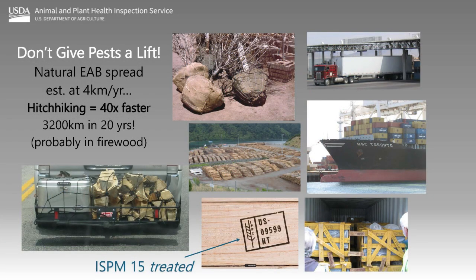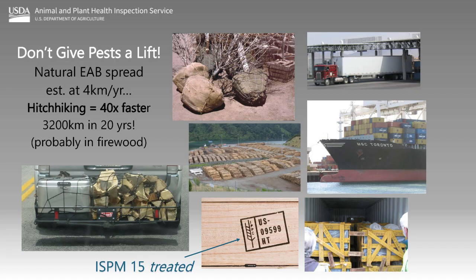So don't give pests a lift. EAB are excellent flyers and can be expected to move at least about 4 kilometers per year. But in the 20 years, they've moved about 40 times faster than we would expect, and that's through hitchhiking. They should be still within a couple hundred miles of Detroit, but unfortunately, they hide in firewood, nursery plants, and potted plants that you move from your patio. These can all harbor pests and disease. For EAB in particular, we think firewood probably, but then there's also raw logs, container cargo, and pallets, as I said.